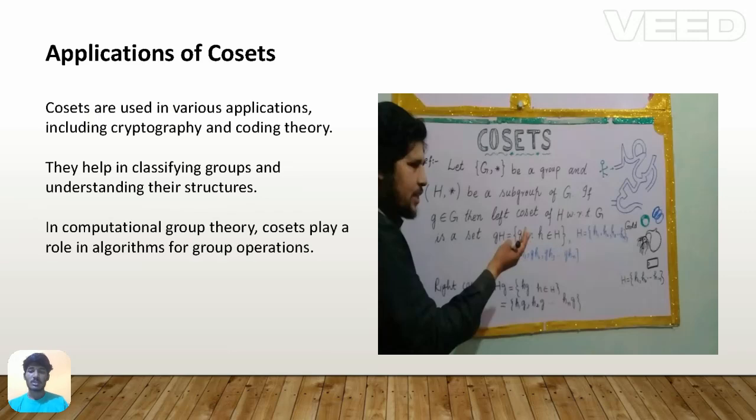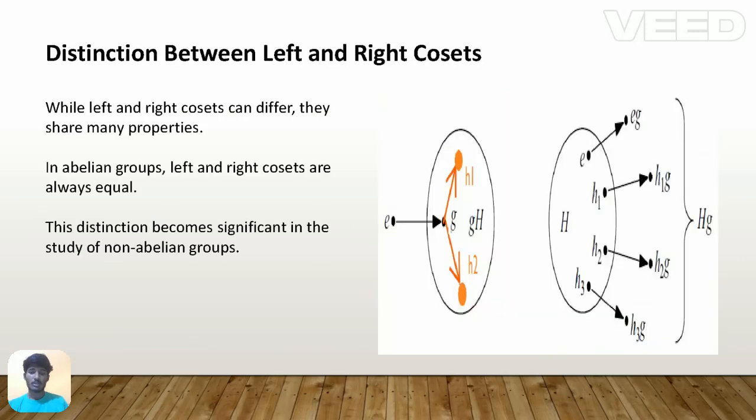Applications of cosets. Cosets are used in various applications, including cryptography and coding theory, helping classify groups and understand their structure. In computational group theory, cosets play a role in algorithms for group operations.